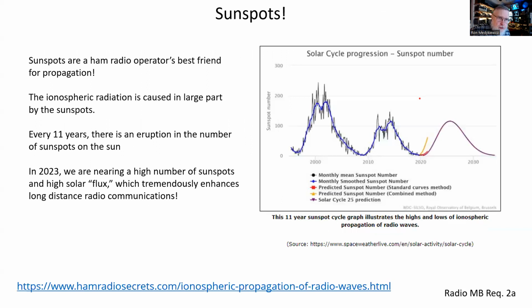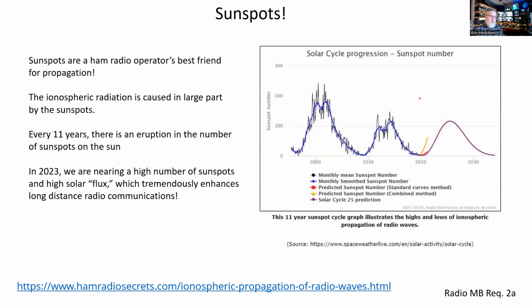So one last thing we wanted to bring up here is something that's not in your Radio Merit Badge book, but it's something that is very, very important currently, and that is the role that sunspots play. Sunspots are radio's best friend, especially ham radio's best friend for propagation. The ionization from the sun is actually coming from the sunspot storms on the surface of the sun. Every 11 years, there's a huge increase in the number of sunspots on the sun. This year, we are nearing a high number.